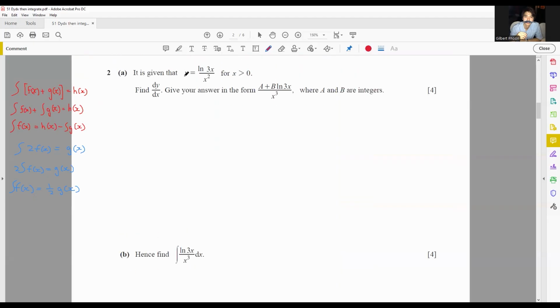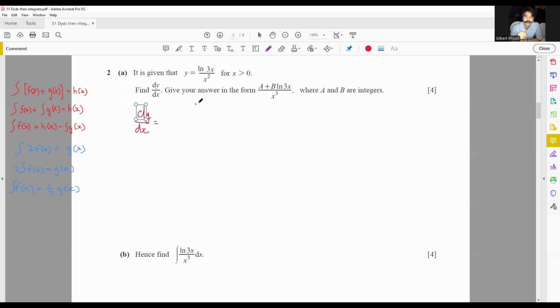It is given that y is equal to ln 3x over x squared for x greater than 0. Find the differentiation, giving your answer in the form of (a plus b ln 3x) over x cubed, where a and b are integers. Okay, so nothing's changed. What we're going to do is differentiate this.